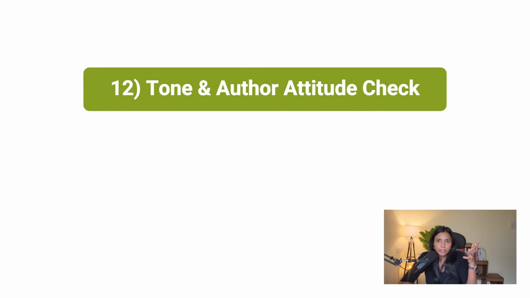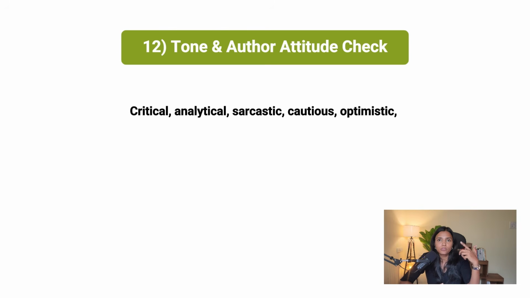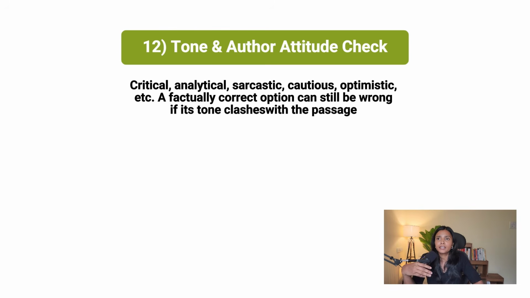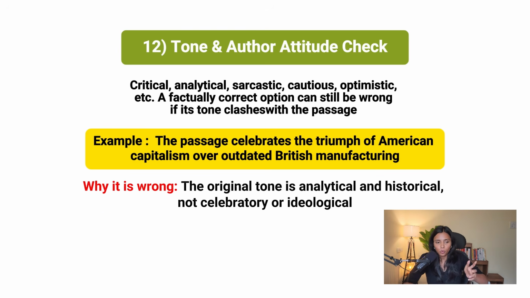The next elimination method is to check the tone or the attitude of the author and match it with the option. While reading, you always have to make up your mind whether the tone of the author is critical or sarcastic or appreciative, and remember that when you're selecting options. So, example, the passage celebrates the triumph of American capitalism over outdated British manufacturing. The moment you read this, it should click in your head, no, the author never celebrated anything. He was never very positive about anything. He was just analytical and historical about how things happened.